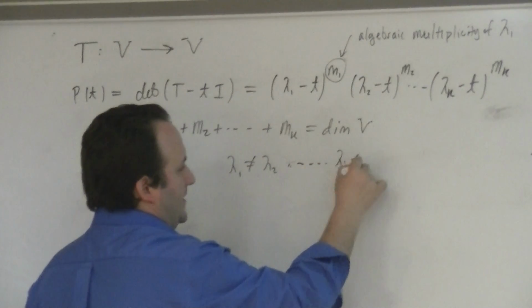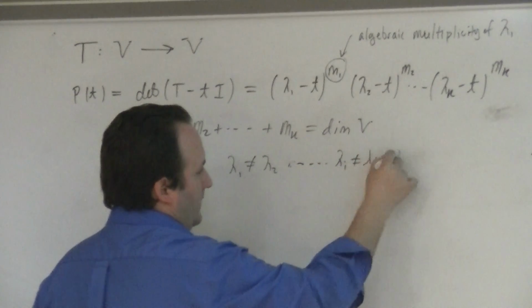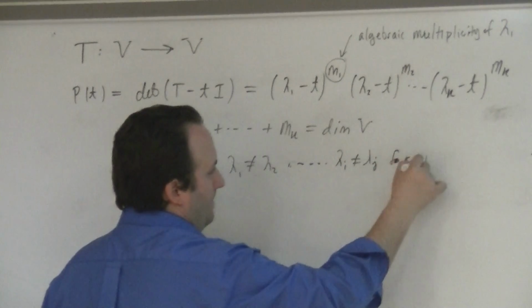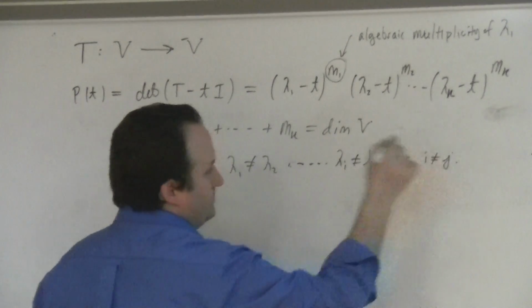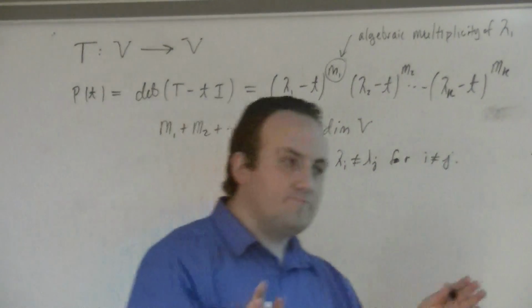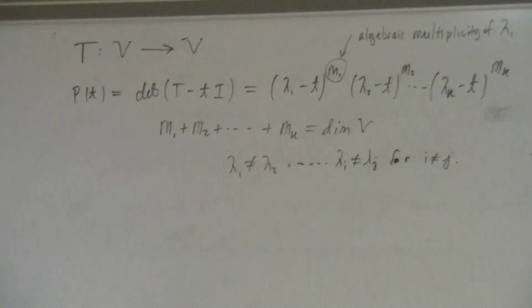Lambda i is not equal to lambda j for i not equal to j. Here's the thing: for any eigenvalue lambda i, we can construct the generalized eigenspace, K sub i, to be the kernel of T minus lambda i to the m sub i power.